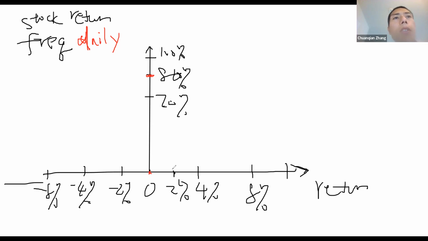And of course, the larger positive returns and the larger negative returns are impossible in most cases. So we can say it's going to be like this. If you talk about this shape, it looks like a normal distribution.